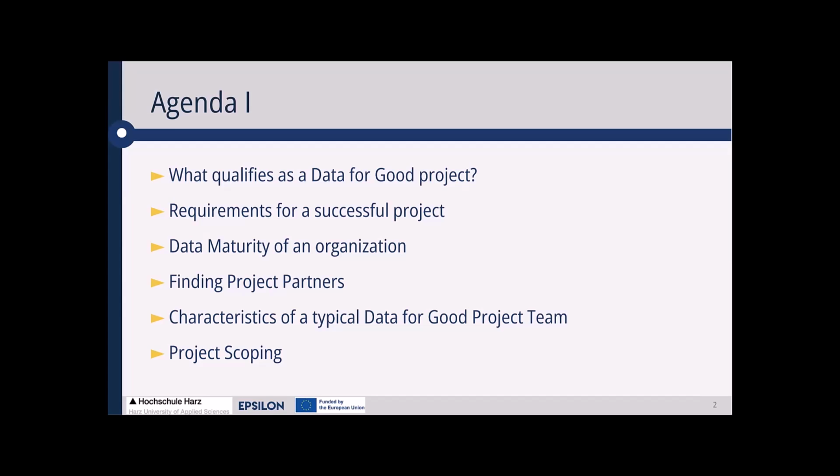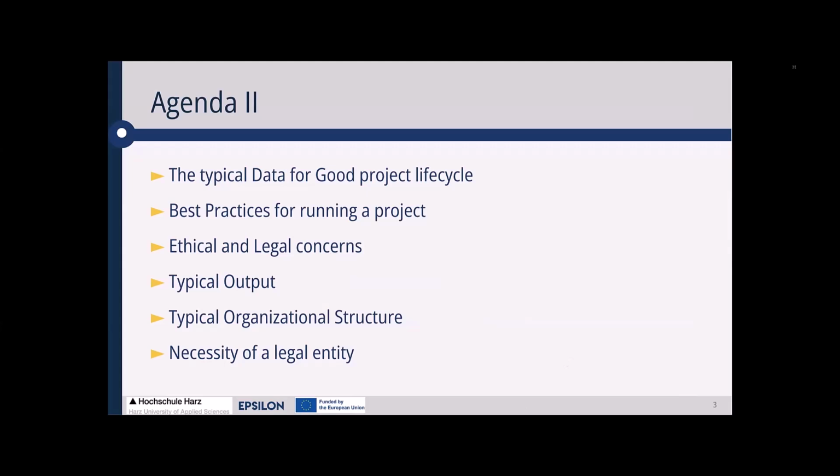Then, after the project is characterized, we will present some best practices for the project scoping. As well, we will bring some typical Data for Good project life cycle. So here we will go through the project life cycle in order to provide information on each stage of this project itself. Then we will talk about best practices for running a project, and we will talk about ethical and legal concerns that you should have in mind before you work with NGOs or nonprofit organizations.